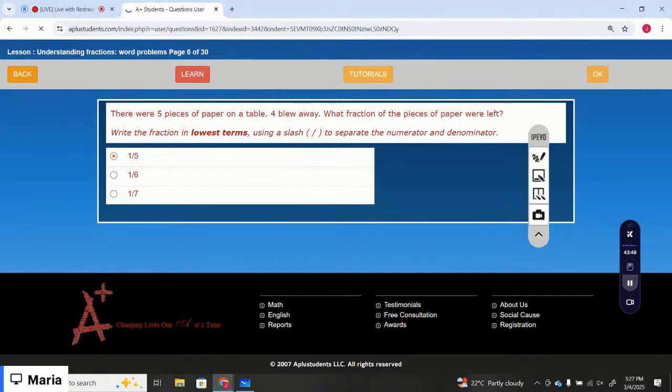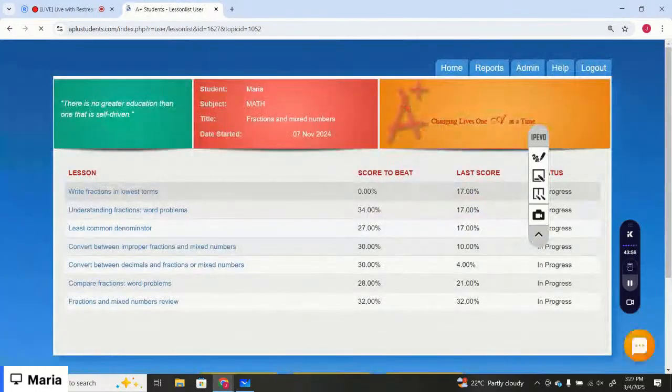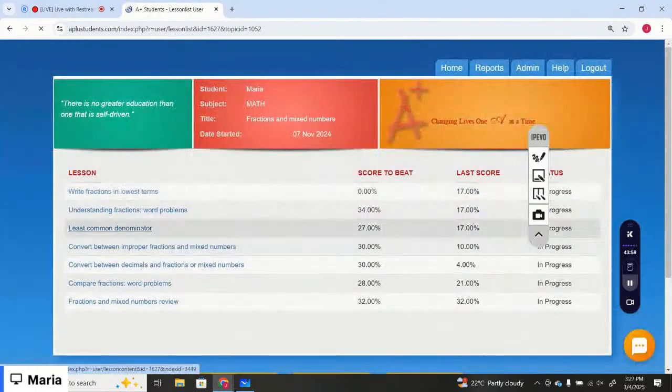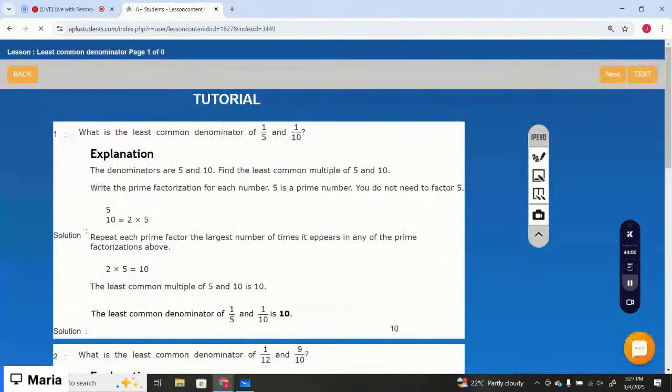Okay, you can complete the lesson by yourself today. Let me just move on to the next lesson. That is least common denominator. Let's just start with the lesson.